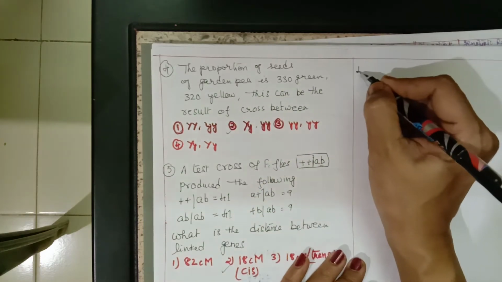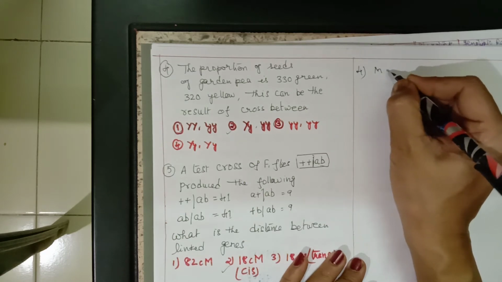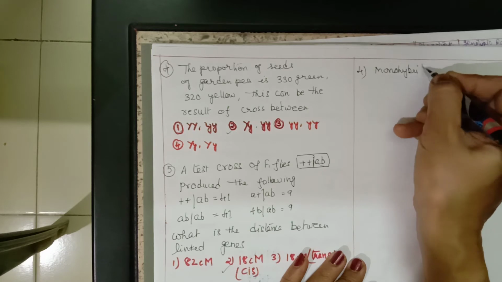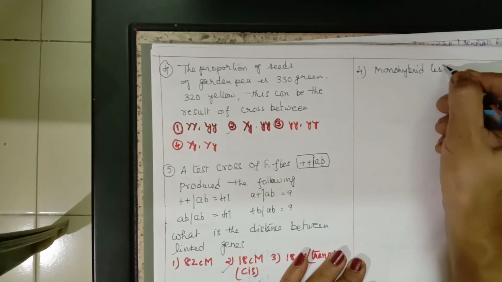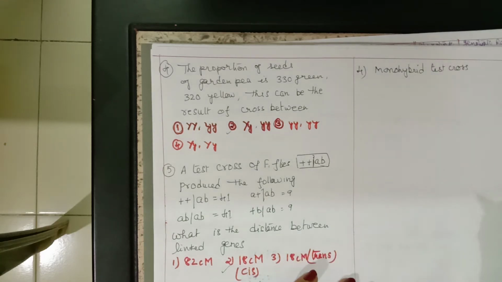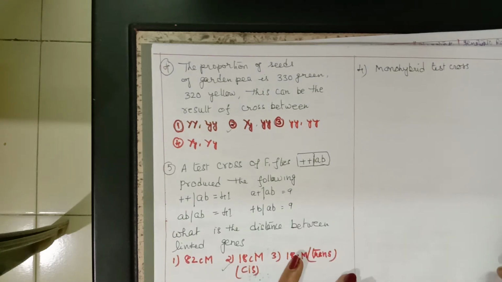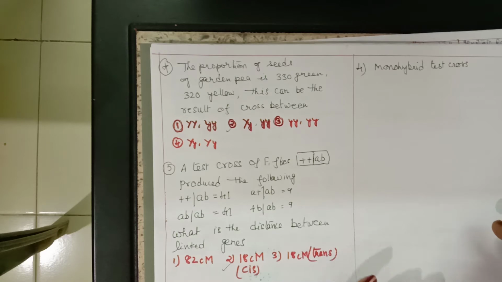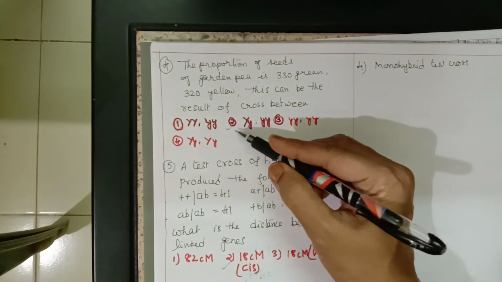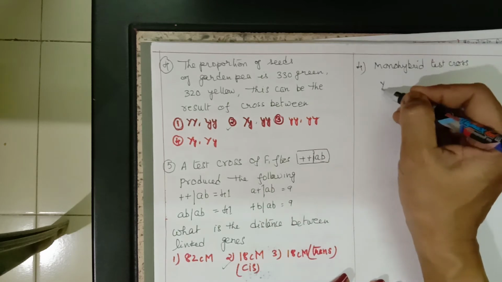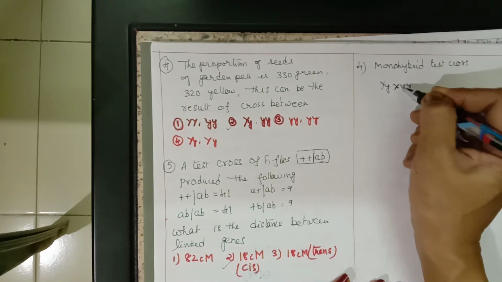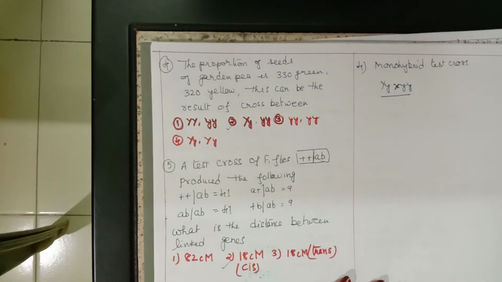So what can we consider for this question? We can consider it as a monohybrid test cross. You know a test cross is one where an F1 hybrid is crossed with the recessive parent. So here we can take the second option as correct: F1 crossed with the recessive parent. This is what we can consider.